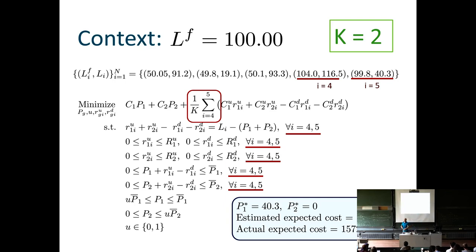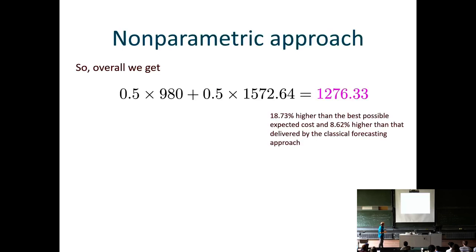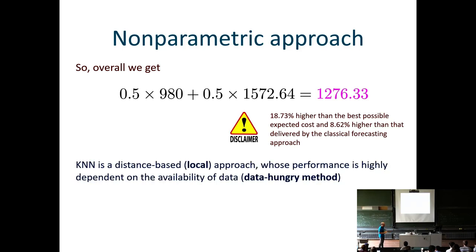almost 1,600. There is a huge disappointment, which is kind of expected, because nearest neighbor, this is the average of the two situations, which is a lot. And this is to be expected, because nearest neighbor is a very, very powerful non-parametric approach, but it's data hungry. What do we mean by data hungry? Nearest neighbor only works if you have a lot of data, where we say that you have a high density of data.